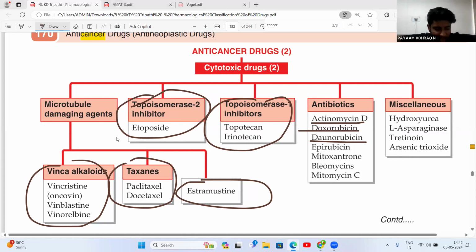Triamterene also has a pteridine ring. Good. Very good. Yes, Sanchita, Harsh, can somebody tell me which is longer acting, doxorubicin or daunorubicin? Because of the 13 hydroxyl group. Doxorubicin is longer acting because of the presence of the 13 hydroxyl group.